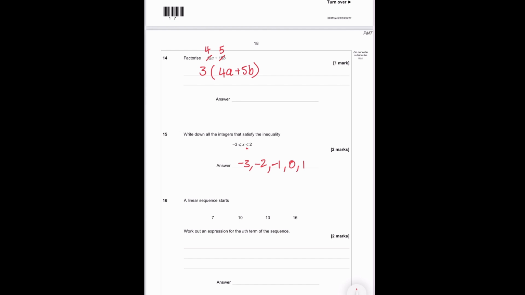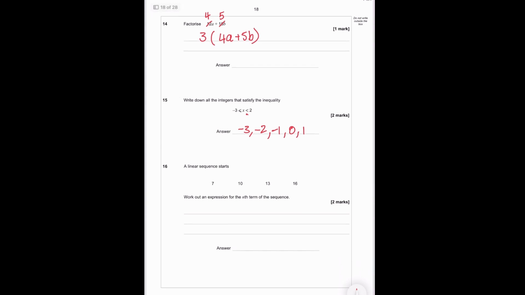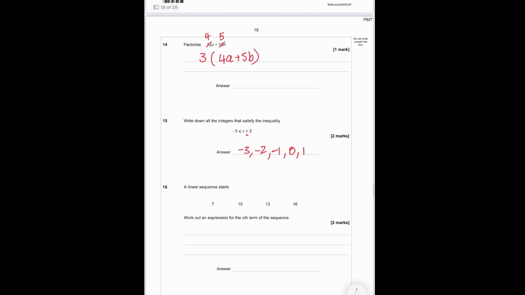A linear sequence starts 7, 10, 13, 16. Write an expression for the nth term. So to get from 7 to 10, we are adding 3. We put in the n. And to get from 3 back to 7, we add 4.